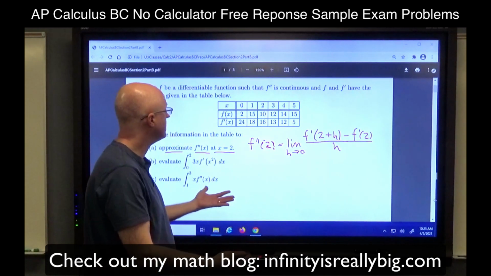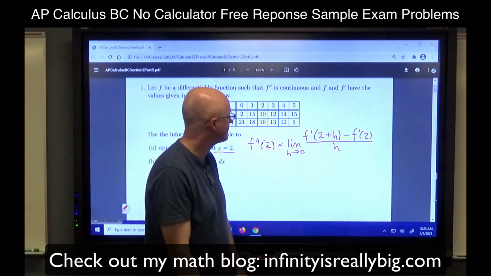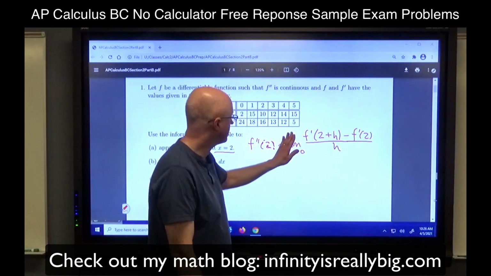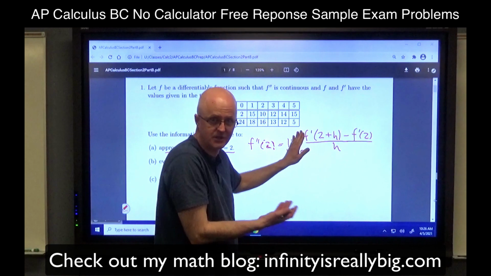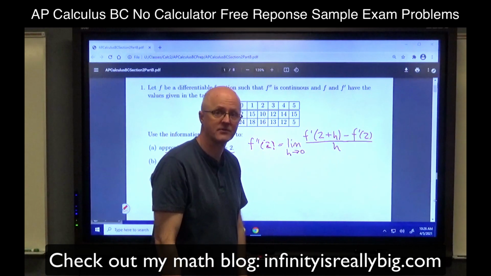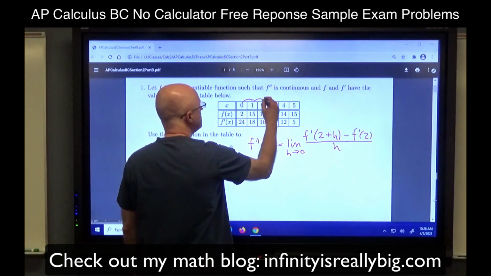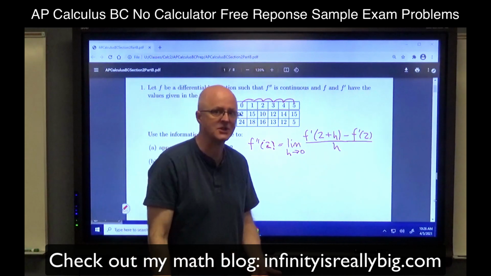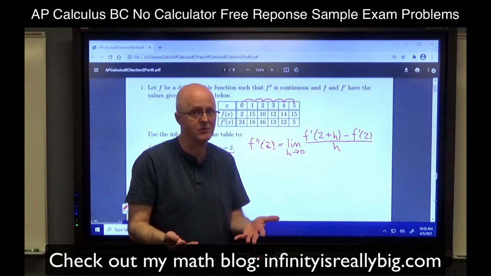But how in the world can we use this when we only have data? Well, we can think about the fact that if I let h be close to 0, but not equal to 0, and get rid of this limit sign, it should be, at least if f prime is continuous, which it would be since f double prime is continuous, a good approximation to the derivative. Based on the fact that these x values are all 1 unit apart, it seems that the best choices I can make for h are h equals 1 and h equals negative 1. And that's what I'm going to do.